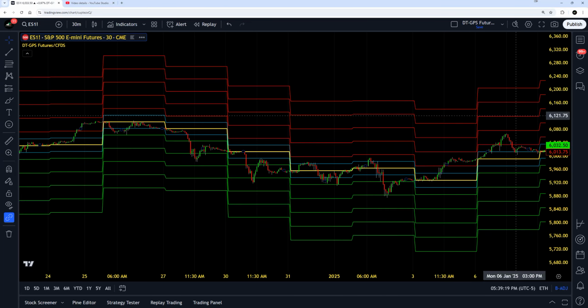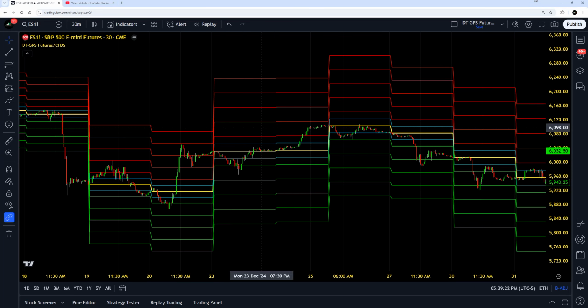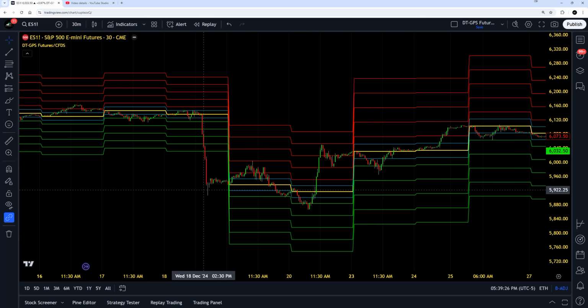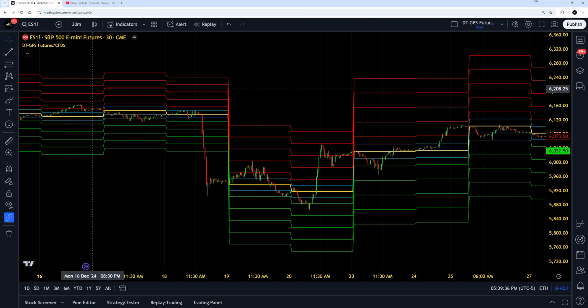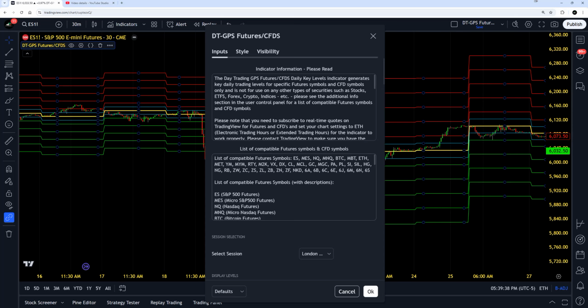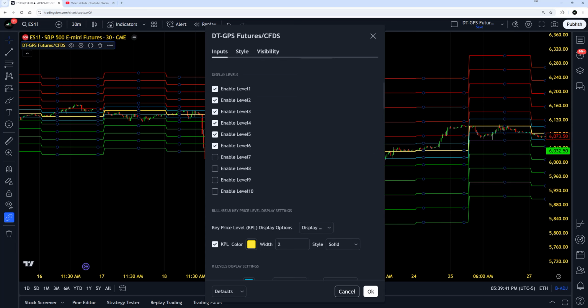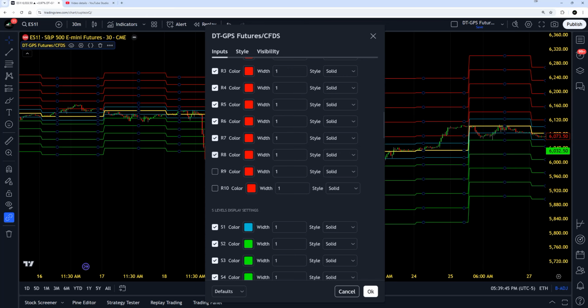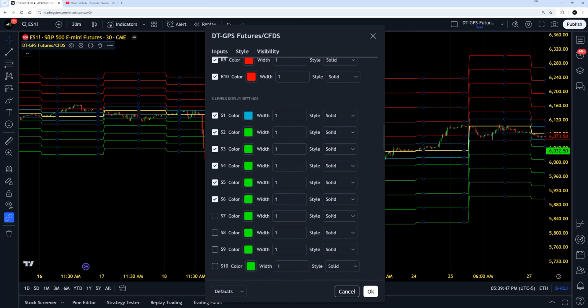And again, you can go back and look at different days. So as you can see, there's some days where it drops down even more. So this would have been a day that you would have wanted to have all 10 levels on. And we can show you that by just going ahead and turning on all 10, just so we can look at this one particular day here.